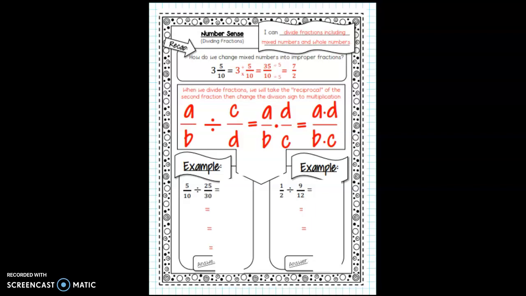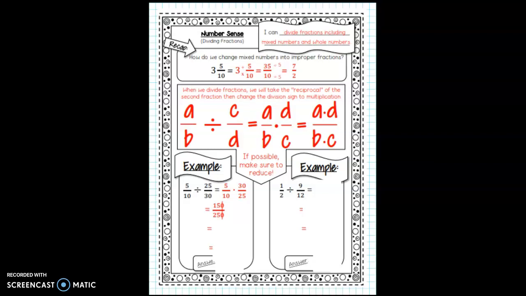Let's look at the first example. 5/10 divided by 25/30. We have to always remember to make sure we reduce into simplest form. First, we're going to rewrite the problem as a multiplication problem. 5 over 10 times 30 over 25. We flipped the second fraction. Then we multiply and we get 150 over 250.